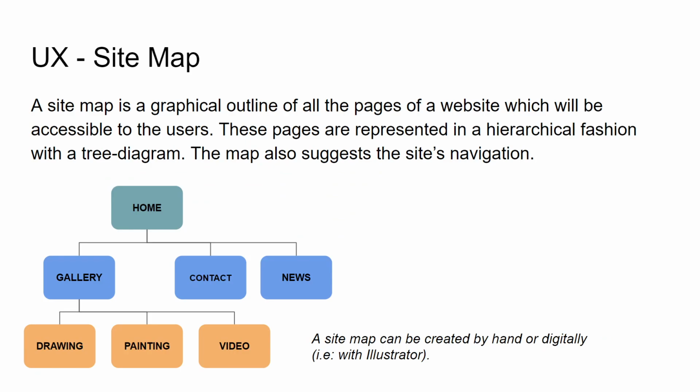So this is what a sitemap looks like. It has all the pages on a website. So here we see an example of a website for an artist or a gallery. So you have the home page, contact and news page, and then a gallery page with different types of works. So in this case, we have drawing, paint, video. This is just basically to map out how many pages the site will have, what different types of pages they will need, and what kind of information will be on those.